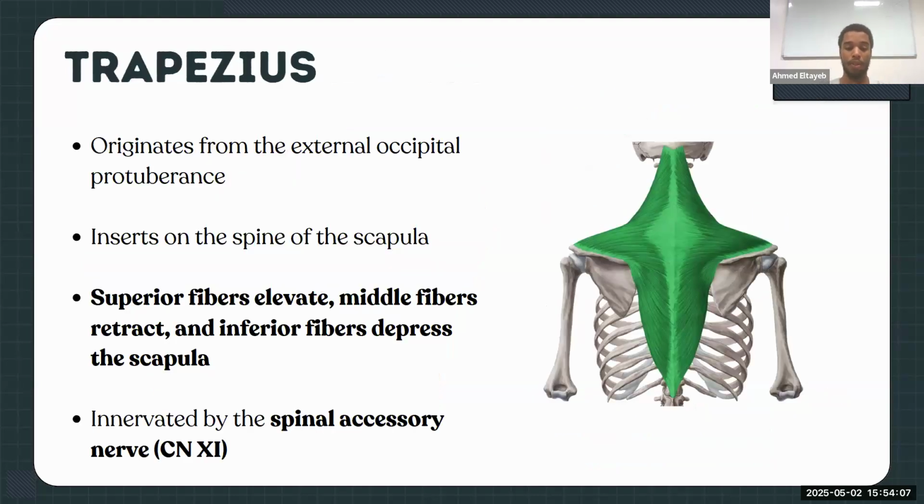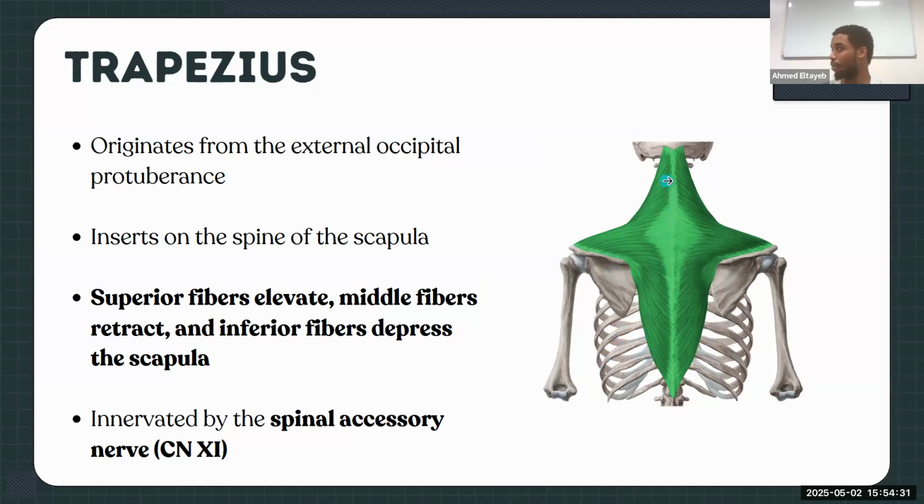Okay, now superficial muscles of the back. We'll start with the trapezius. The trapezius originates from this bony landmark called the external occipital protuberance, and it inserts itself on the spine of the scapula. Now, the trapezius has three sets of fibers. We have the superior fibers, the middle fibers, and the inferior fibers.